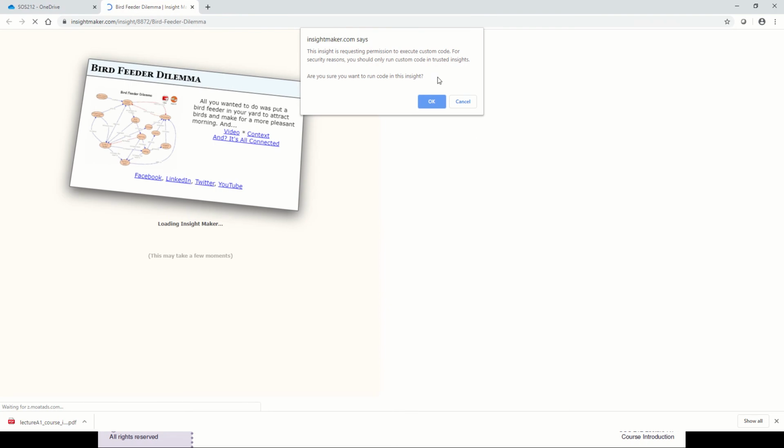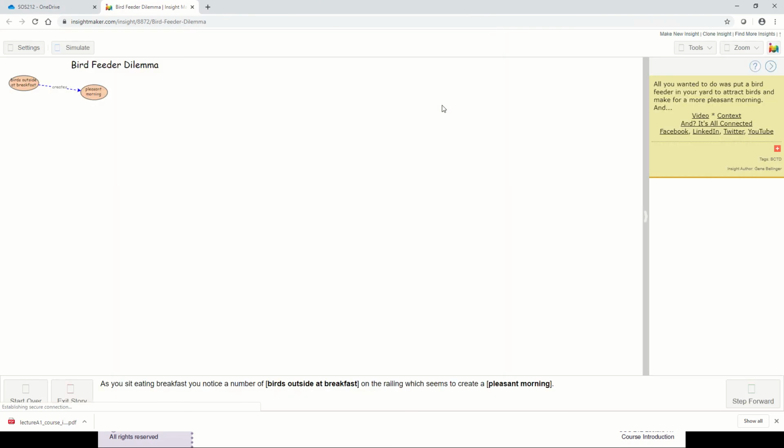So this tool that I'm bringing up here is called Insight Maker, and it is one of the tools that we'll learn to use here. This is the bird feeder dilemma problem, where it's actually difficult to read, so I'll read this out as I click through this. But this is also something that's linked from the slides if you were to do this on your own.